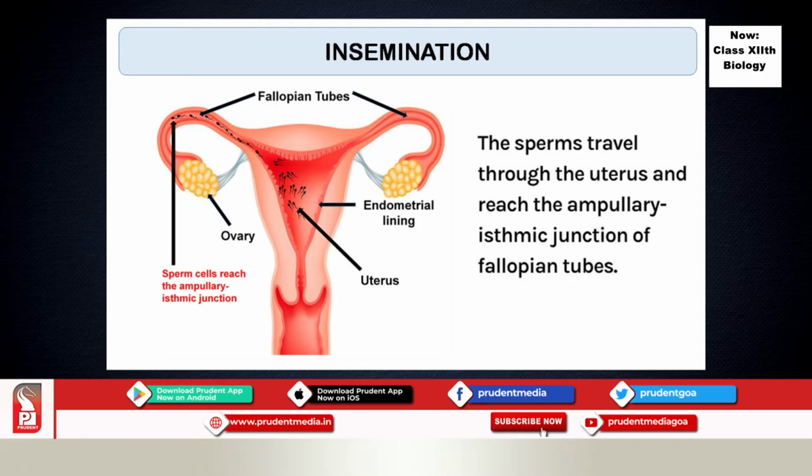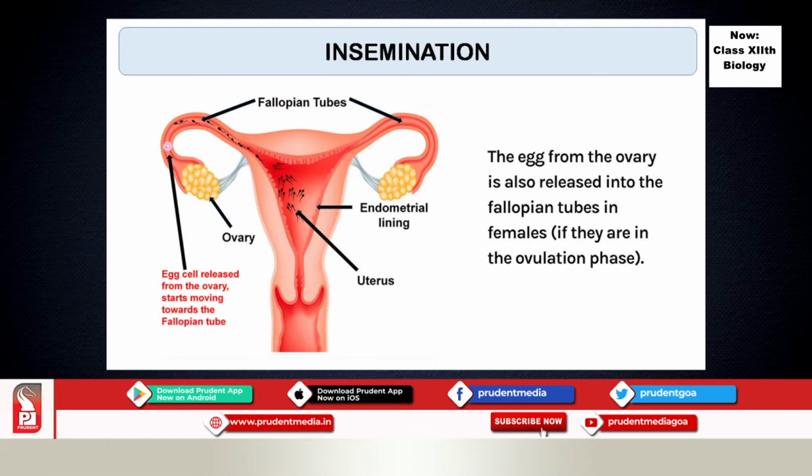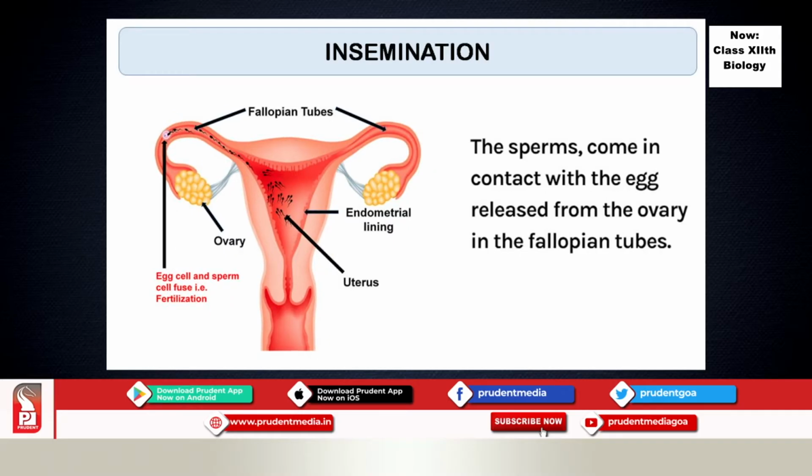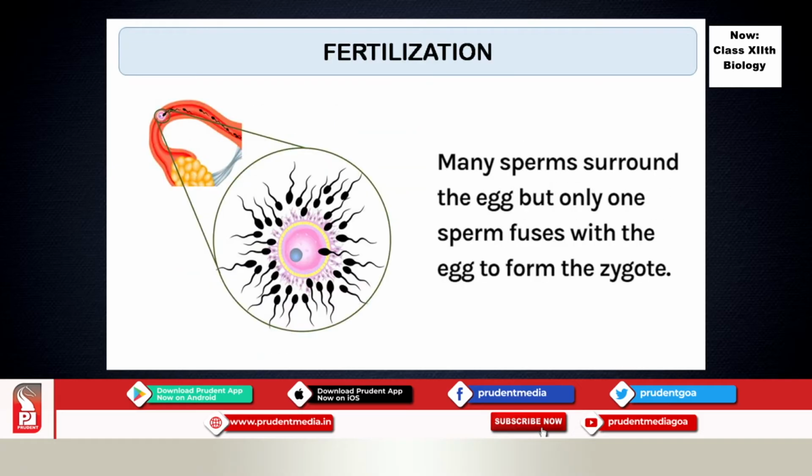At the same time, the egg cell is released from the ovary and it will start moving towards the fallopian tube. So, if you can see here, the egg cell has been released, the sperm has almost reached the ampullary isthmic junction, and now the fusion will take place, that is the sperm will come into contact with the egg from the ovary in this part. This part is called the ampullary isthmic junction. Okay? If you zoom in, this is what you can see.